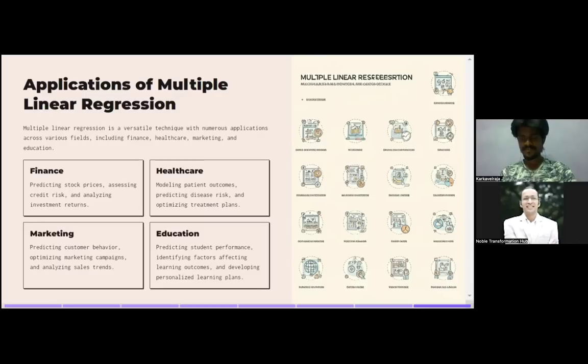So in finance, we can predict stock prices, assess credit risk, and analyze investment returns. In healthcare, we can model patients' outcomes, predict diseases and risks, and bring proactive healthcare. We can have proactive hospitals with AI, ML, data science, optimizing treatment plans.